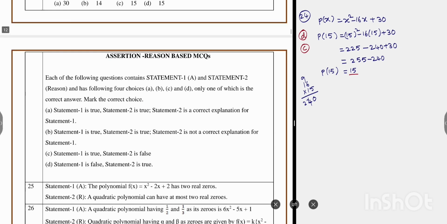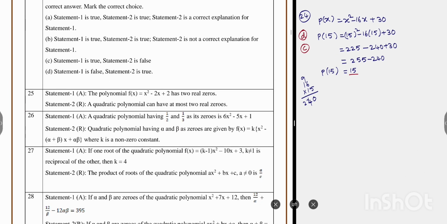Now assertion and reasoning. The 25th one: the polynomial x square minus 2x plus 2 has two real zeros. To decide this, we have to find the discriminant, b square minus 4ac, from the quadratic equation topic. Here b is minus 2, so minus 2 whole square minus 4 into 1, because a is 1, c is 2. So what is it? 4 minus 8, which is minus 4. This is less than 0.